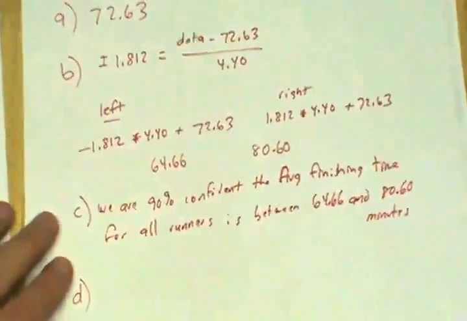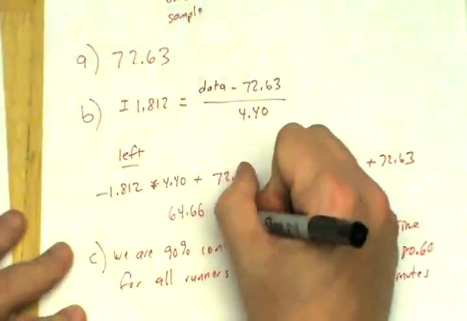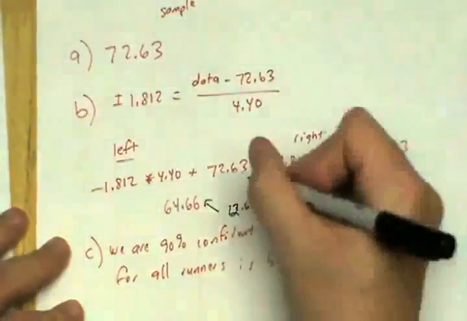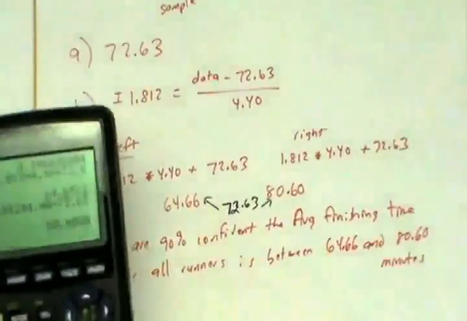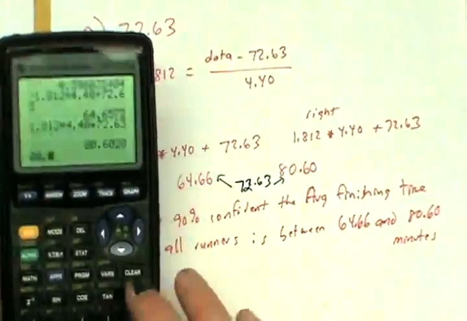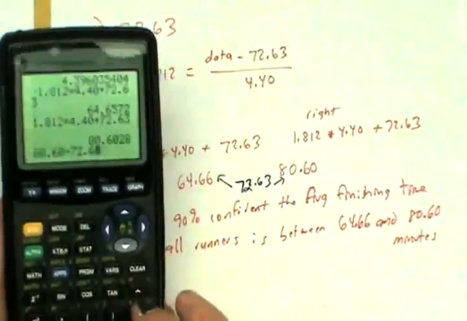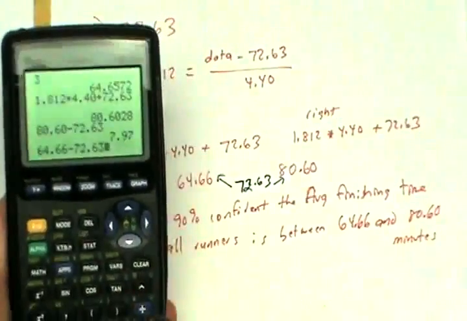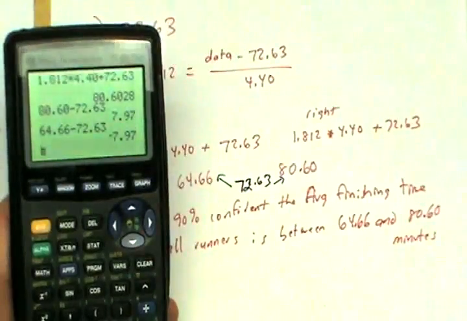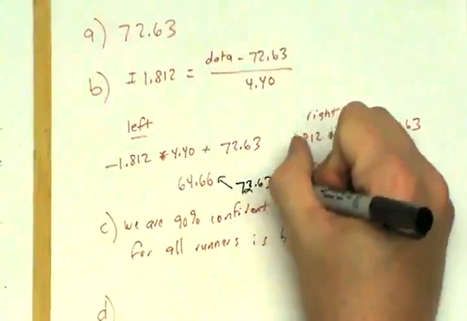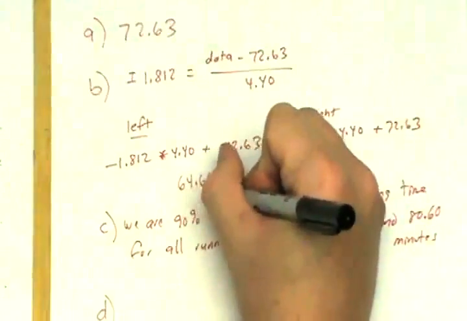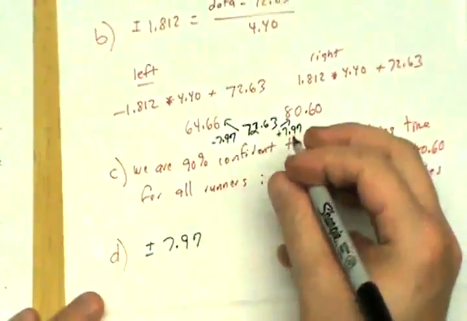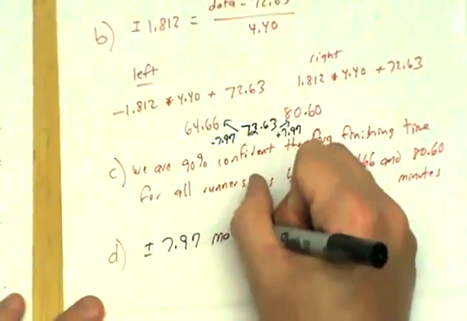D asks, what is the error? So if you recall, we're going to take the mean of 72.63, and how much do we have to add in or subtract to get those endpoints? So if we take the endpoint of 80.60 and we subtract the 72.63, or if we take the 64.66 endpoint and subtract the 72.63, you would do only one of those. You're going to get back plus or minus 7.97. So if we add 7.97, we'll get that endpoint. If we subtract, we'll get that endpoint. So the error is plus or minus 7.97. And if you recall, for 90% confidence interval, that is called maximum error.